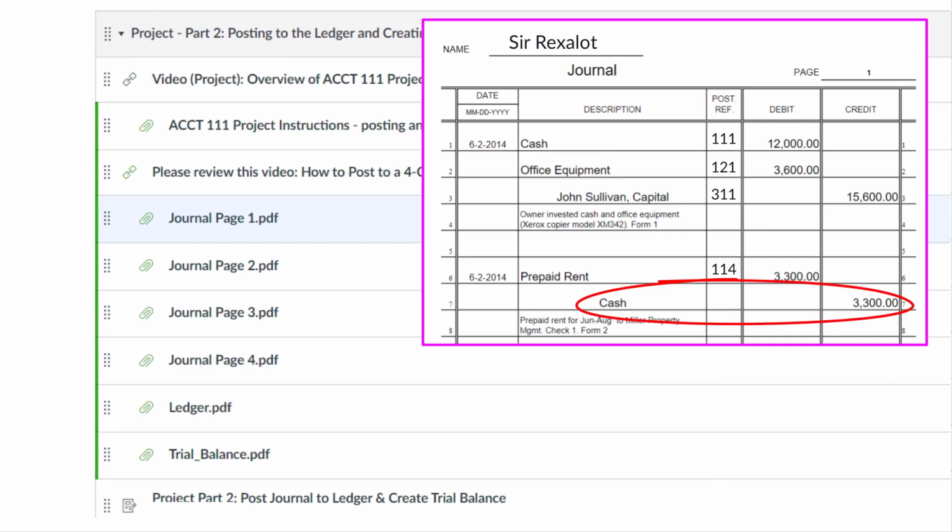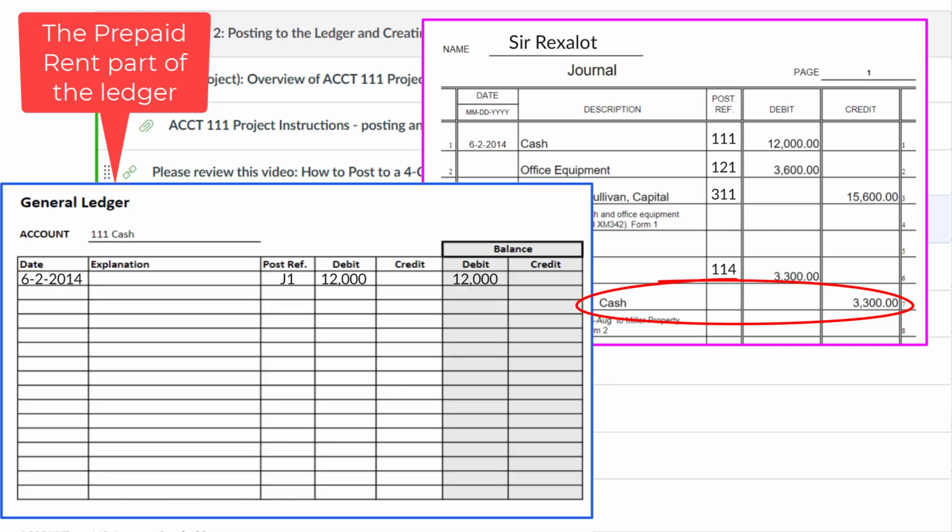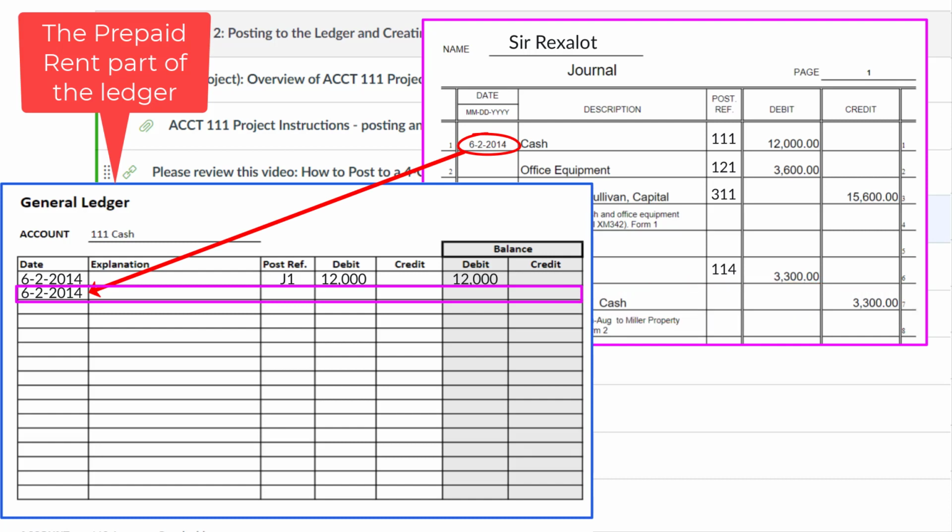Next we have cash with a credit of $3,300. So I'm going to find the general ledger. And now notice I am not going to skip a line. Do not skip a line in the ledger. You only skip a line between transactions in the journal. So in the ledger, I'm not going to skip a line. The date is also 6/2/2014.